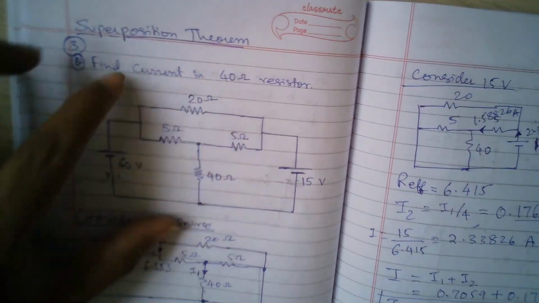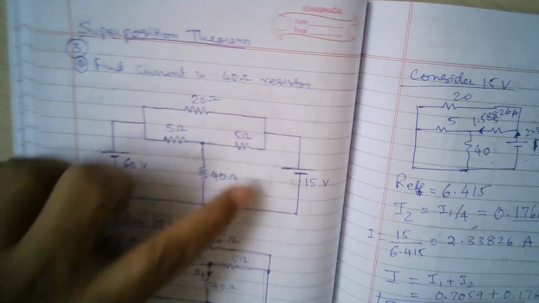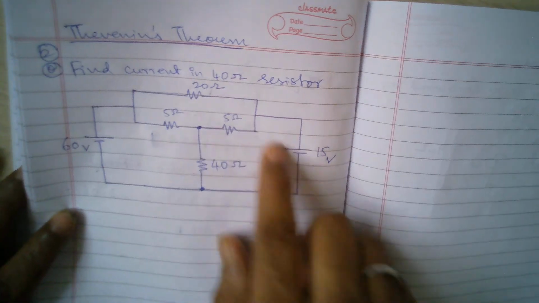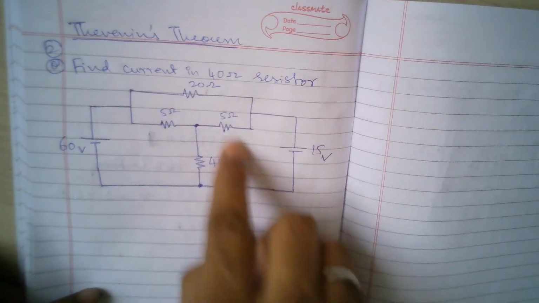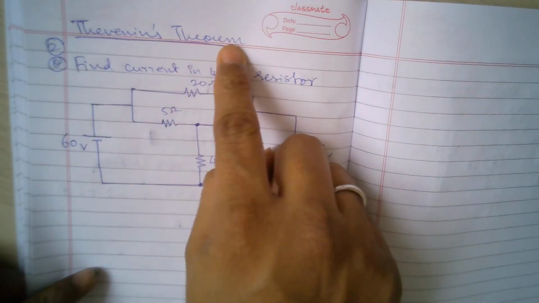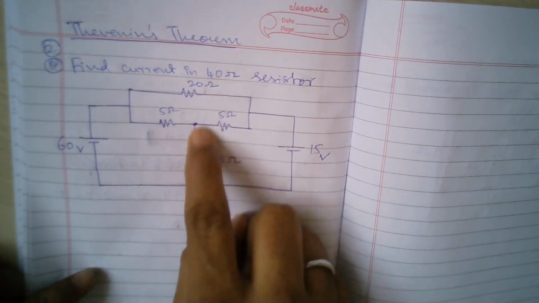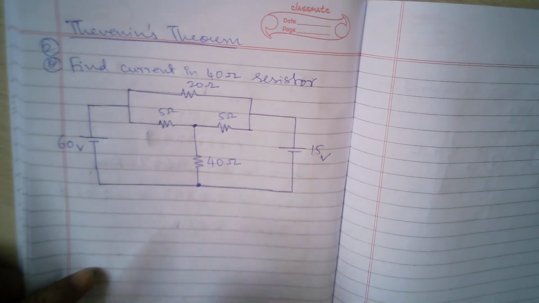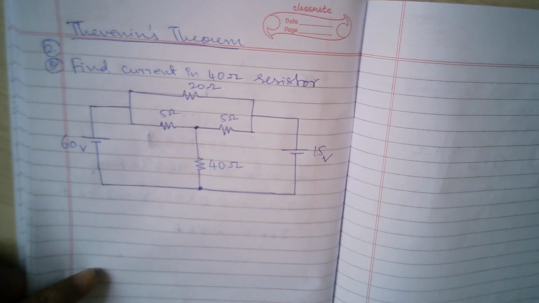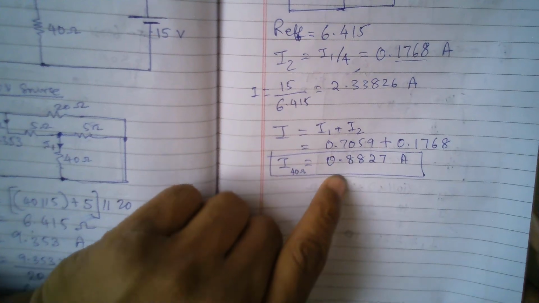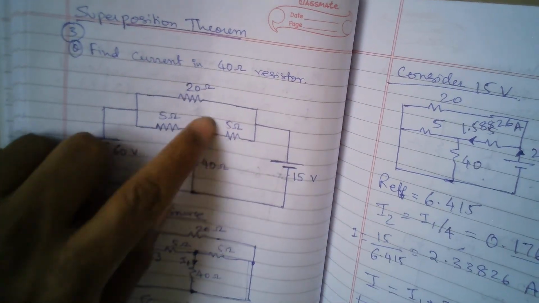Now we come to the third question under superposition theorem. The question is exactly the same, and it is the same circuit, but now we want to solve it using Thevenin's theorem. Find current in the 40 ohm resistance. I want to find the current in this particular resistance. This was the procedure for superposition theorem, and finally I think the current was 0.8827. Let us see whether we'll get the same answer in this case.